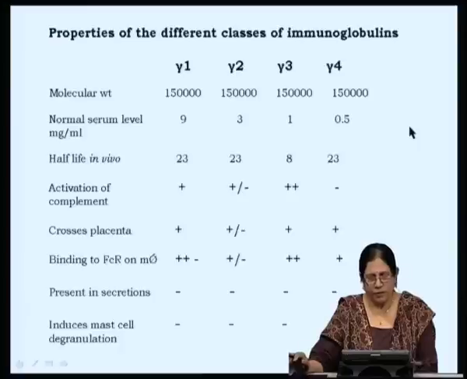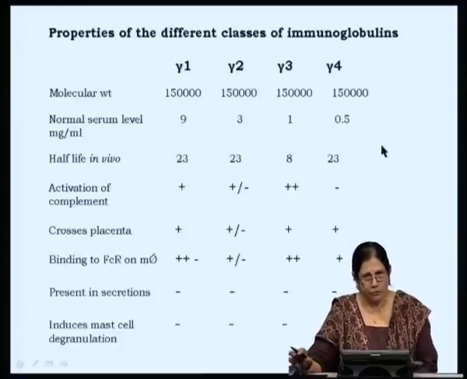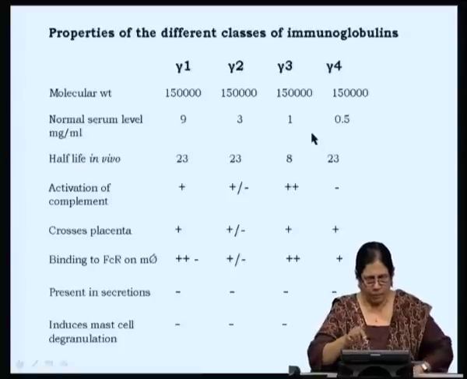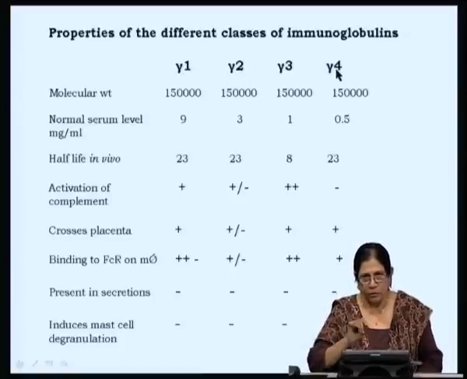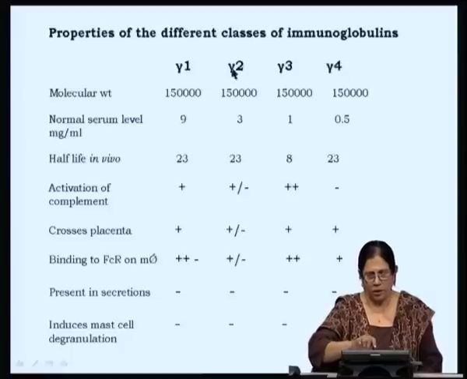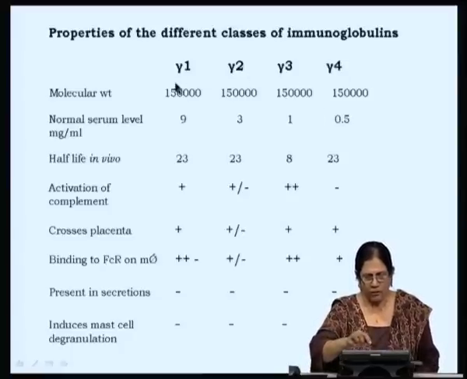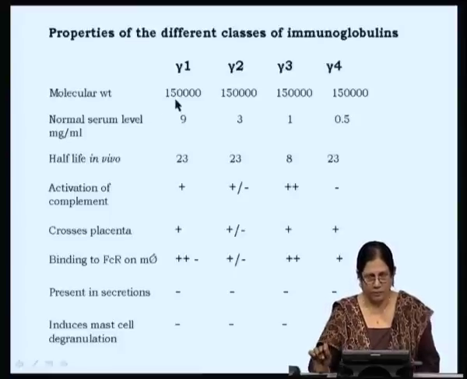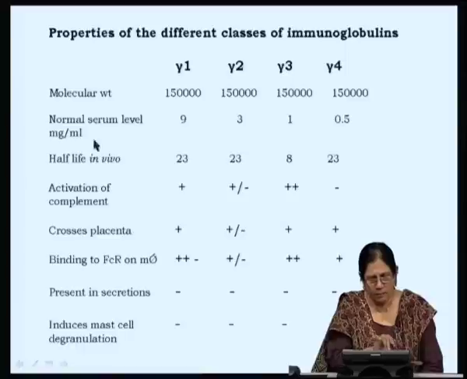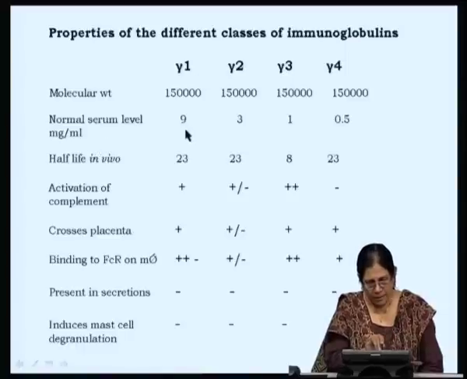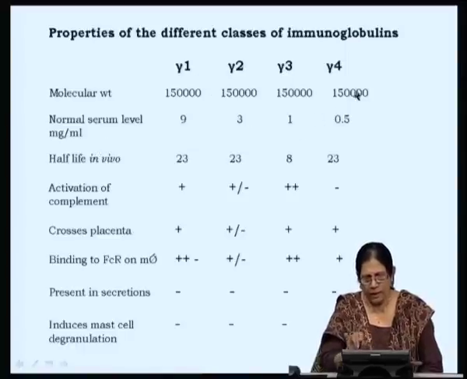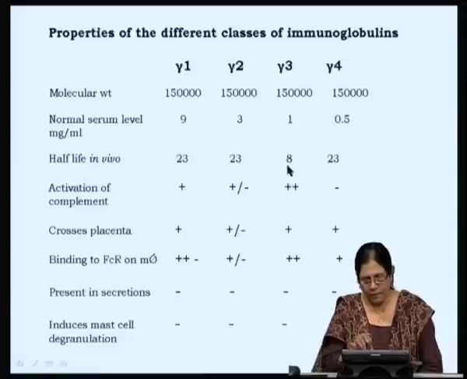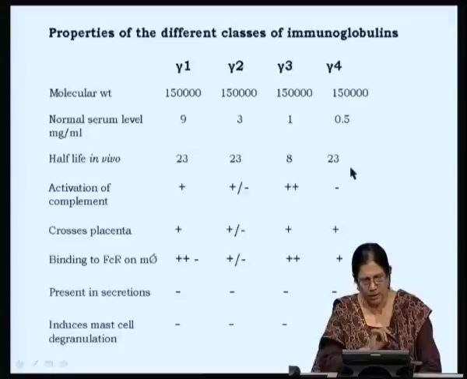What are the properties of the different classes of immunoglobulin? I will just point out a few. This is a table that talks about the molecular weight and the other properties of the subclasses of immunoglobulin G, IgG 1, 2, 3 and 4, and you can see that all of them are around the same molecular size. I should have in fact said around 150,000. The normal serum levels are highest for IgG 1 at 9, then 3, 1, and IgG 4 is very low, 0.5 milligram per ml. The half life of IgG in circulation is 23 days.